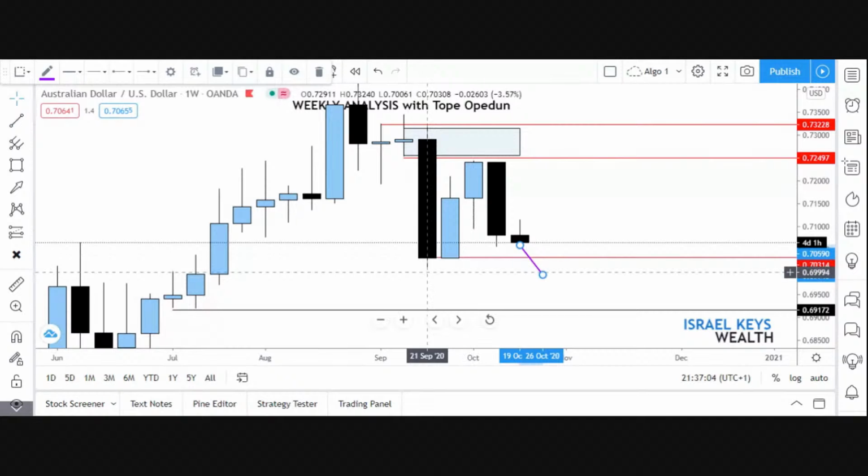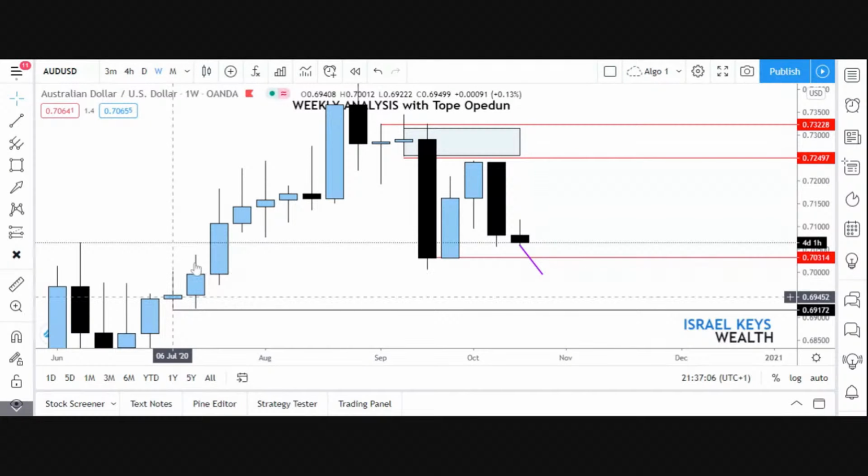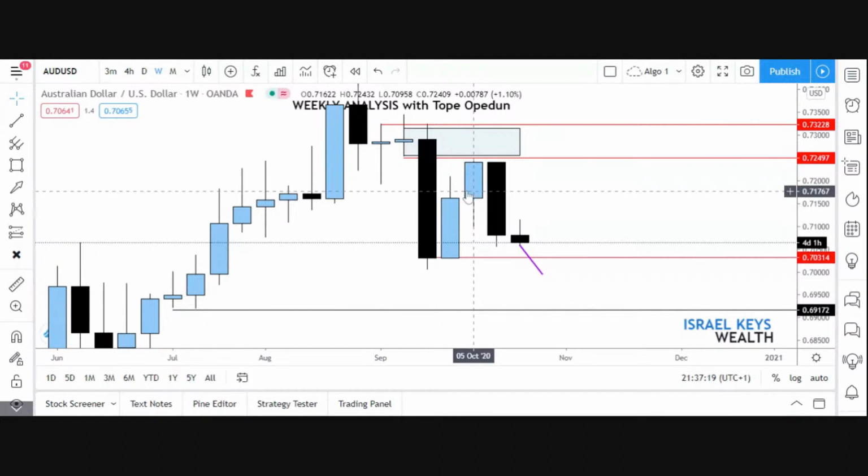If there's a daily order block here, they might want to respect it a little bit and bounce off. But I would love to see them take this low from July. Okay, so that's Aussie USD.